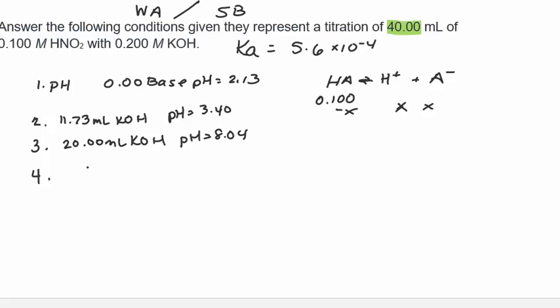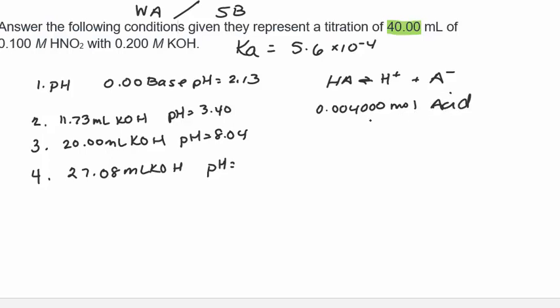So in the fourth scenario then, we have 27.08 milliliters of KOH added, also asked to find the pH. So now we have exceeded the equivalence point. So I'm going to go back to my moles here. I have 0.004000 moles of my weak acid. And now I have more moles of base than I do acid. So I need to find out what the excess base is.